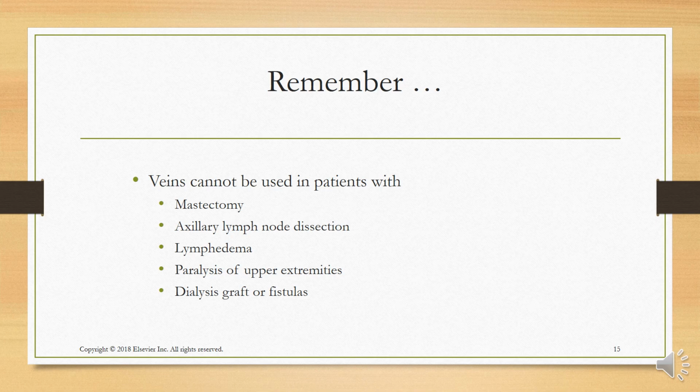So remember, veins cannot be used in patients on the side of a mastectomy. You should not be using any veins on that side. If they've had axillary lymph node dissection on that side, you shouldn't use it. If they have lymphedema, if they have paralysis of that upper extremity, and also if they already have a dialysis graft or fistula on that side, you should not be using the veins in that arm.